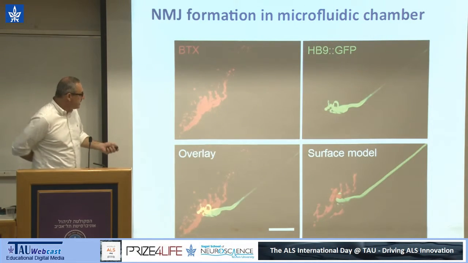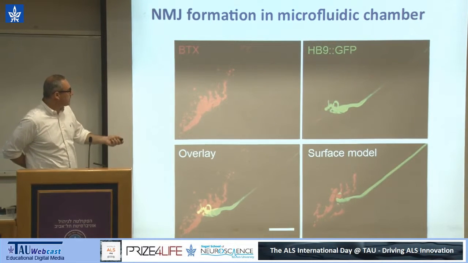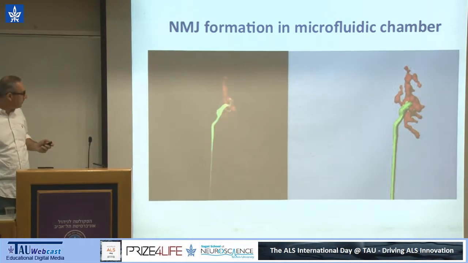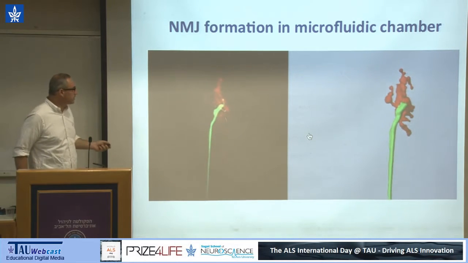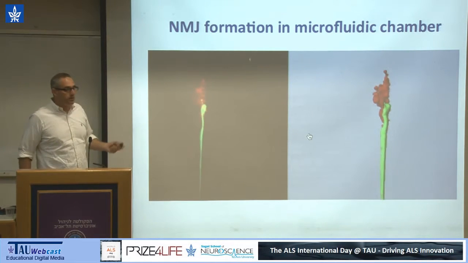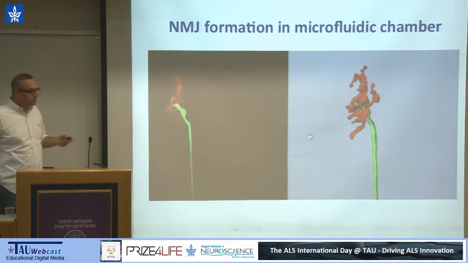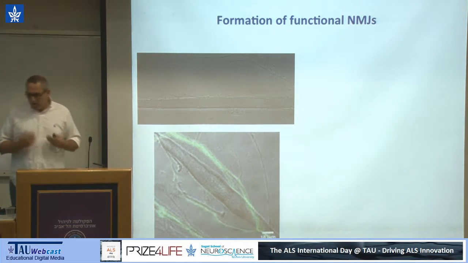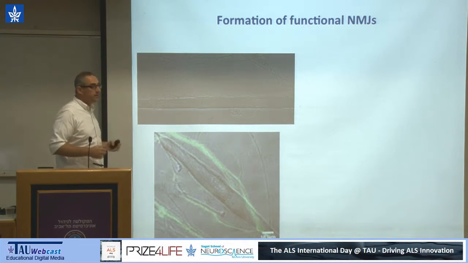You can see here an example of an in vitro neuromuscular junction. You can see the green presynaptic side and the red postsynaptic side of the neurons. This is confocal imaging showing how this neuromuscular junction is found in vitro in these microfluidic chips. So we also wanted to show first that these neuromuscular junctions are indeed functional.